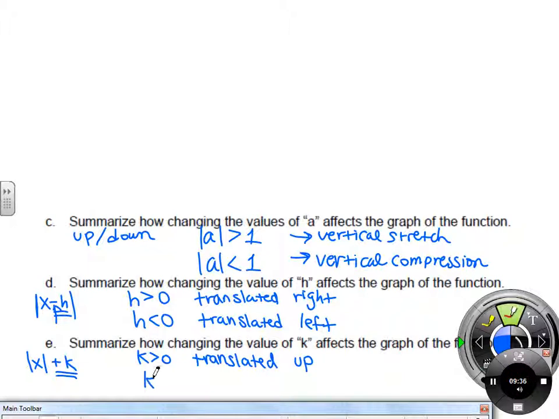And if K is less than 0, then we are translated down.